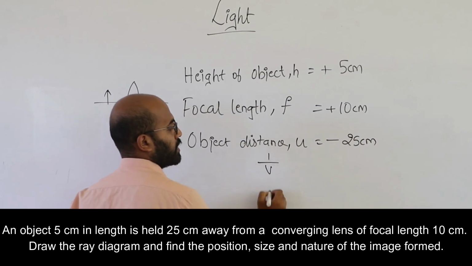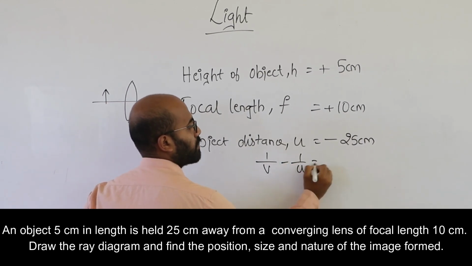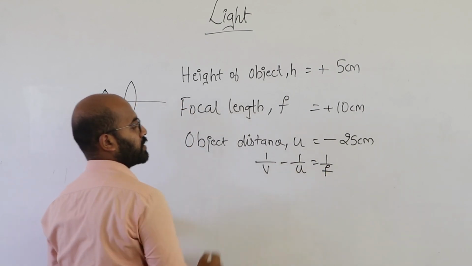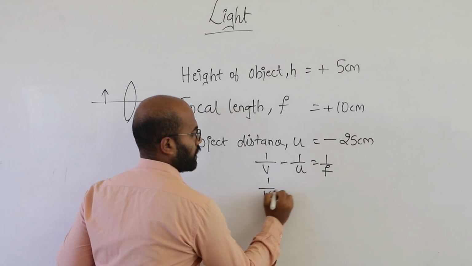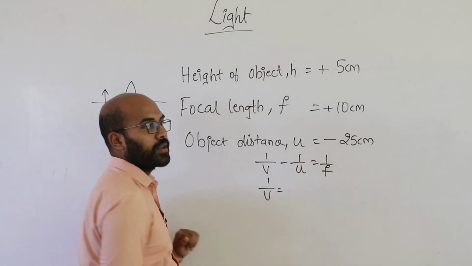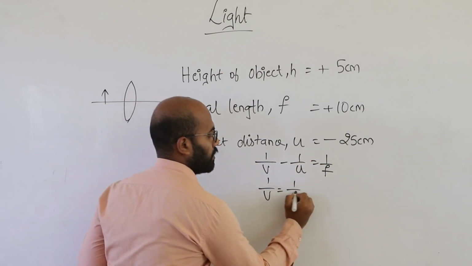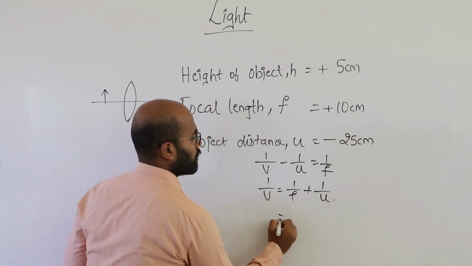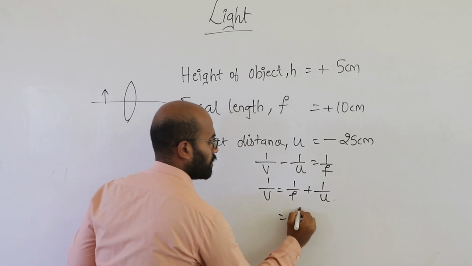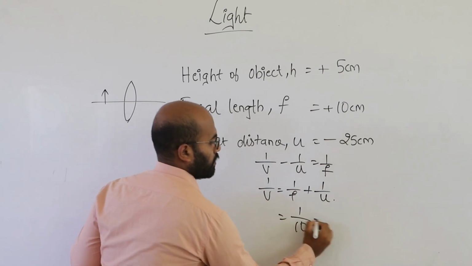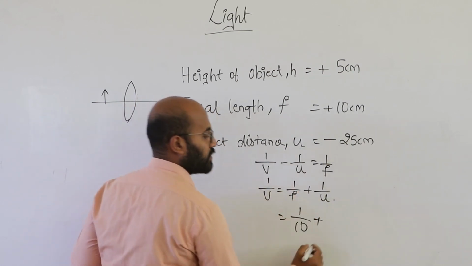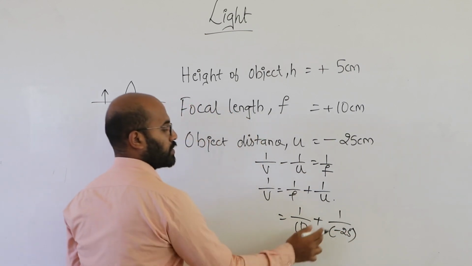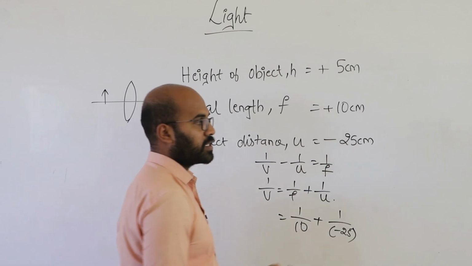So lens formula, 1 by v minus 1 by u is equal to 1 by f. So I need to find what is v. So 1 by v is equal to, if I take u to the other side, it will be 1 by f plus 1 by u. So what is f? It is 10. So plus 10. So what is u? It is minus 25. Minus 25. So 10 and 25. The LCM is 50.